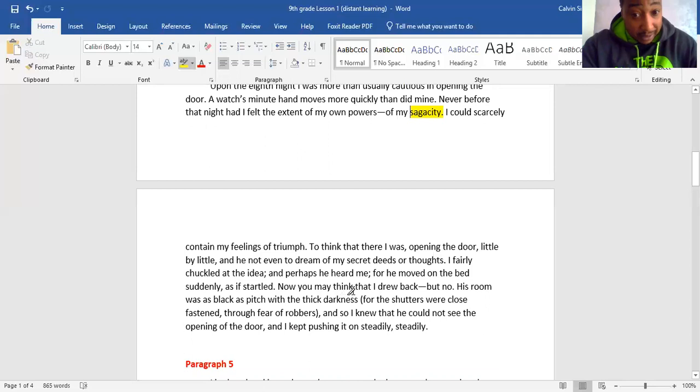Now you may think that I drew back, but no. His room was as black as pitch with the thick darkness, for the shutters were close fastened through fear of robbers.